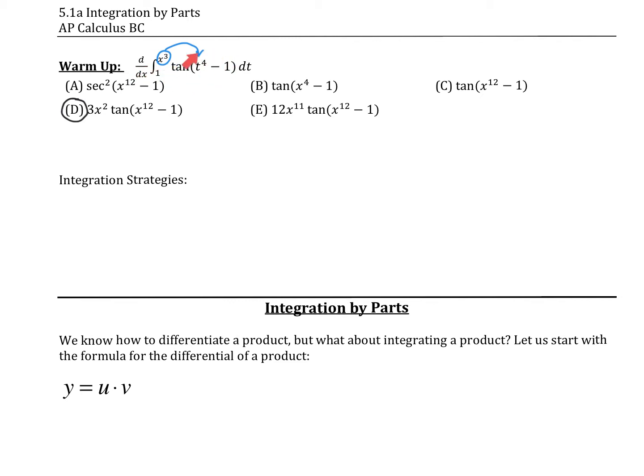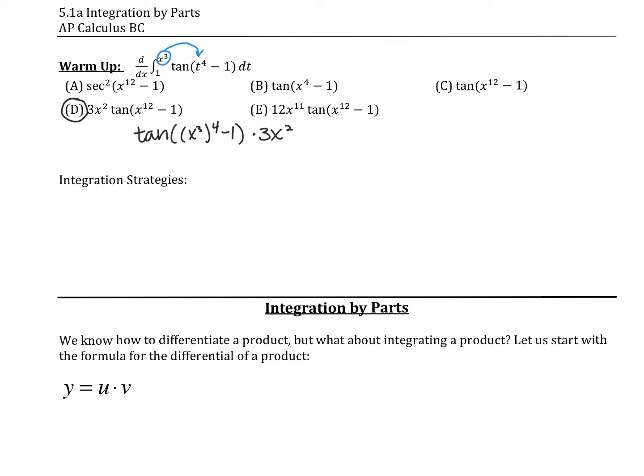So the primary function is still this tangent of something to the fourth minus 1. But what's going to be in place of that something to the fourth is going to be that x cubed. So tangent of x cubed to the fourth minus 1. And then we'd have that chain times 3x squared, which is where we get D.